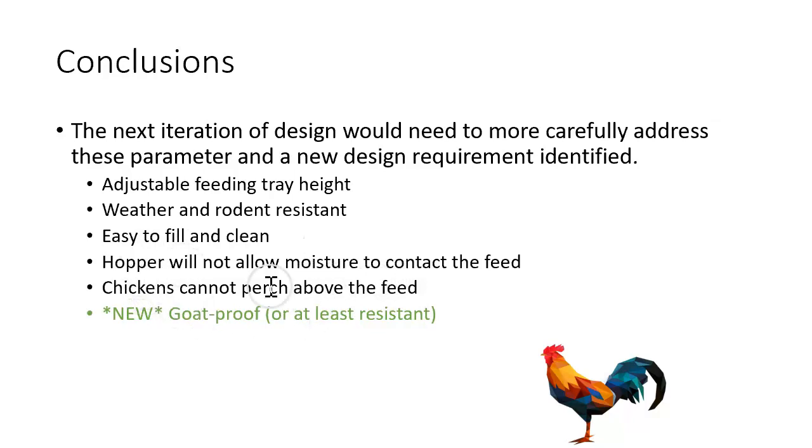We need evidence that shows that it was. Make sure that no moisture could get into the hopper and contact the feed, and make sure that the chickens could not just perch on top of it, and also making it goat proof, which was from our survey.